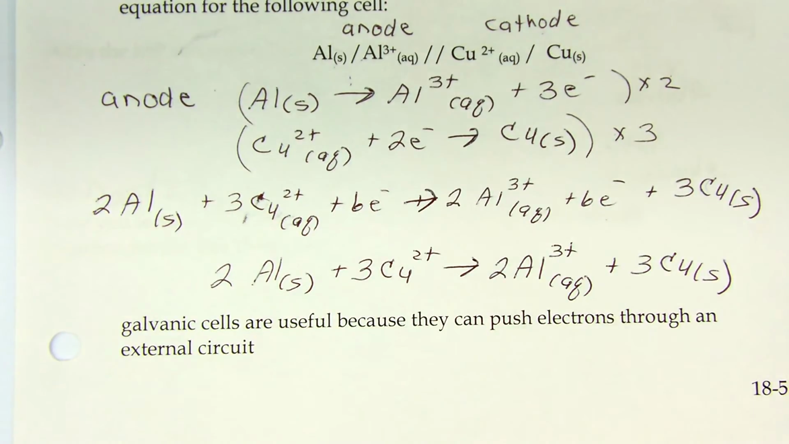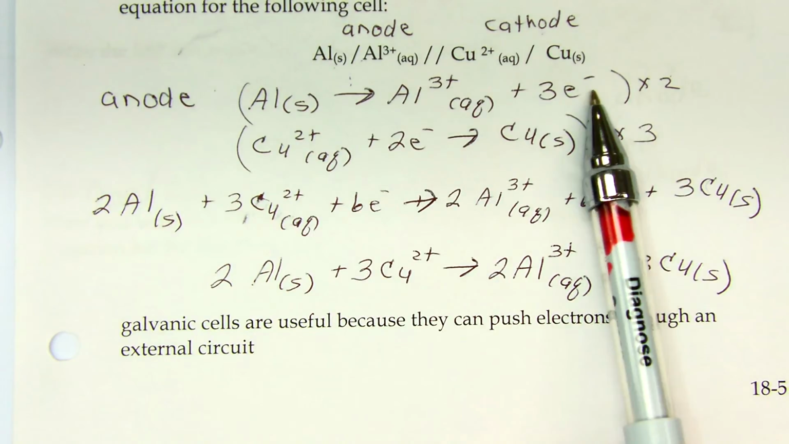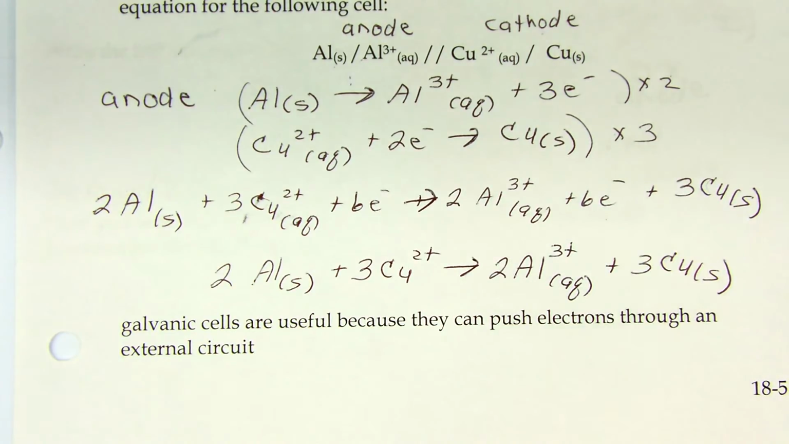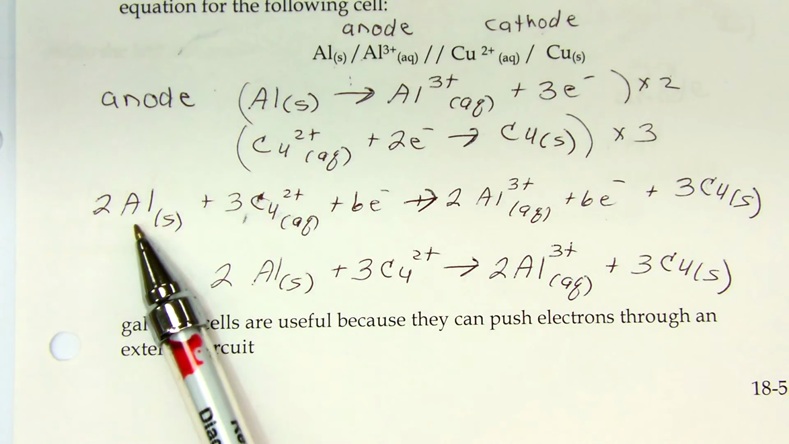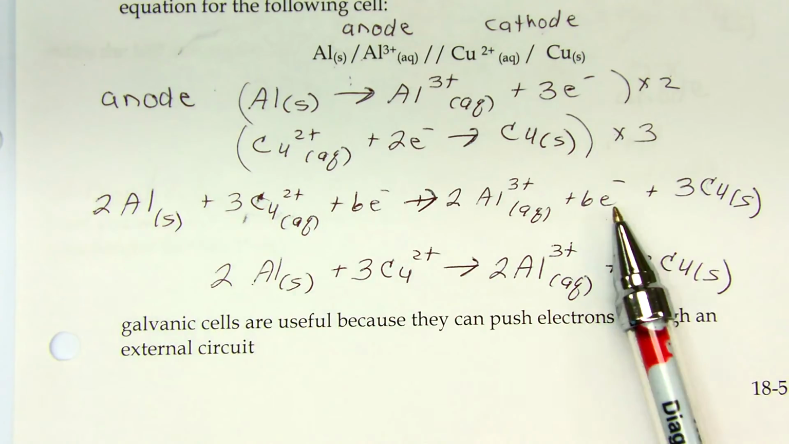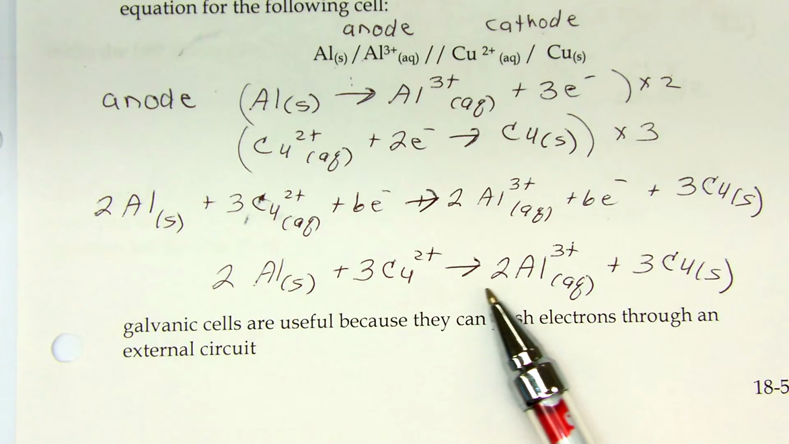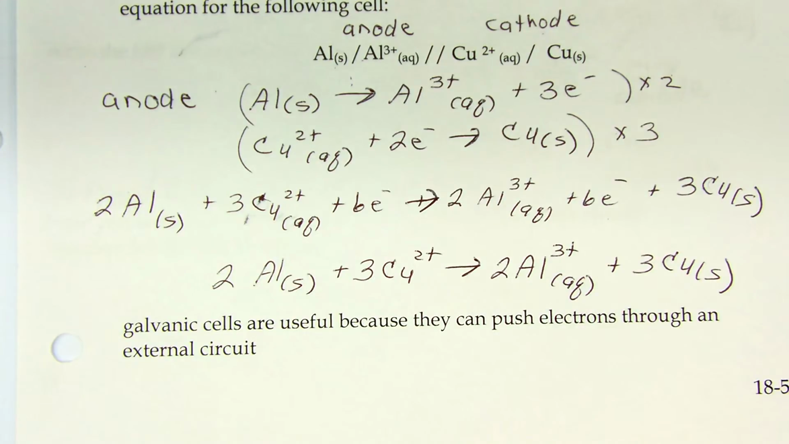We need the same number of electrons in each half reaction, and I have 3 in the aluminum half and 2 in the copper half, so I have to multiply by the appropriate coefficients to get the same number of electrons in each half. And when I do that, I get 6 electrons, I combine the 2 halves, and then my 6 electrons cancel, and what I'm left with is 2 aluminum solid and 3 copper 2 plus yields 2 aluminum 3 plus and 3 copper solid. So this is kind of going backwards from what we did when we were reviewing balancing the redox equations.